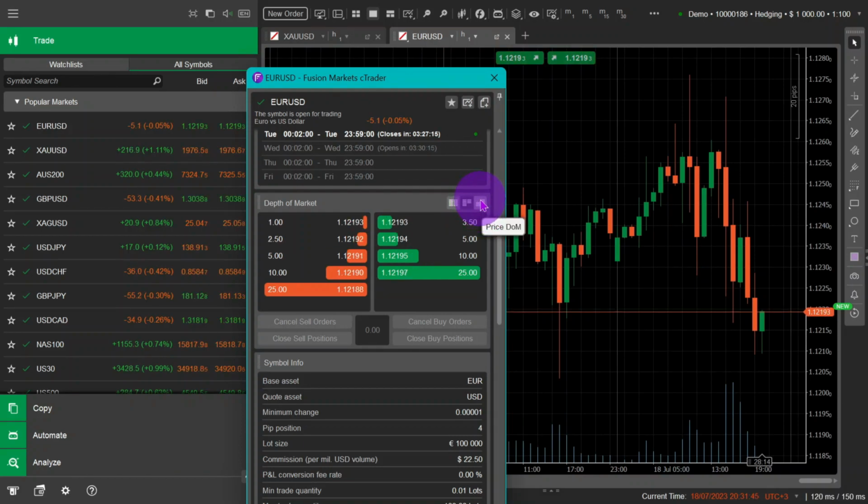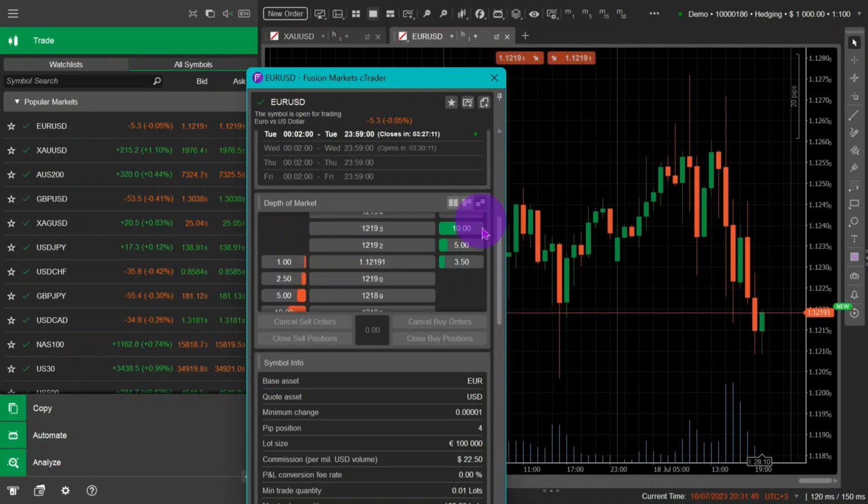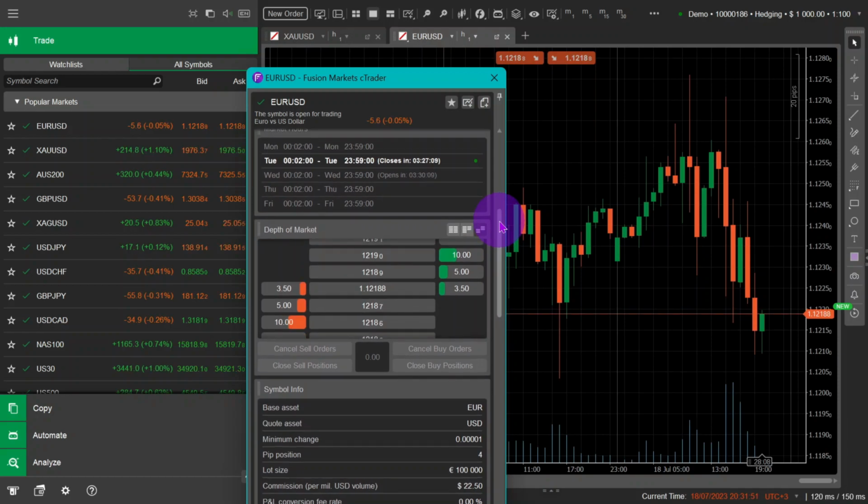The price depth of market is the best view for accurate trading because it shows more information, enables trading with buy or sell stop and limit orders, and lets you manage open positions directly in the depth of market table.